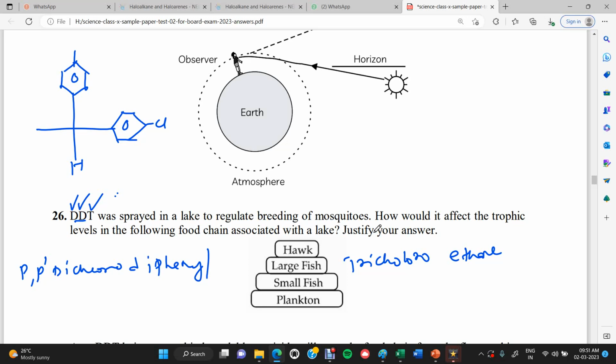Yes, so listen here. So this is the structure of DDT. Here, all of these are Cl. For you to understand, keep it in mind, this is the structure of DDT. So coming to the point, DDT is sprayed in a lake to regulate the breeding of mosquitoes.